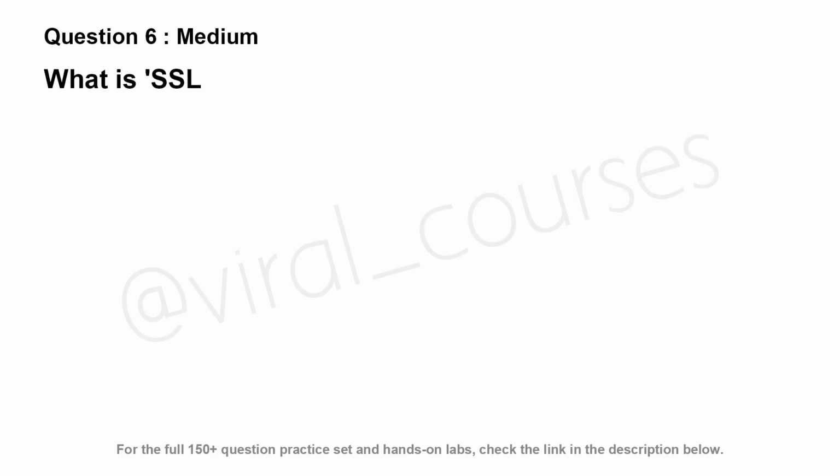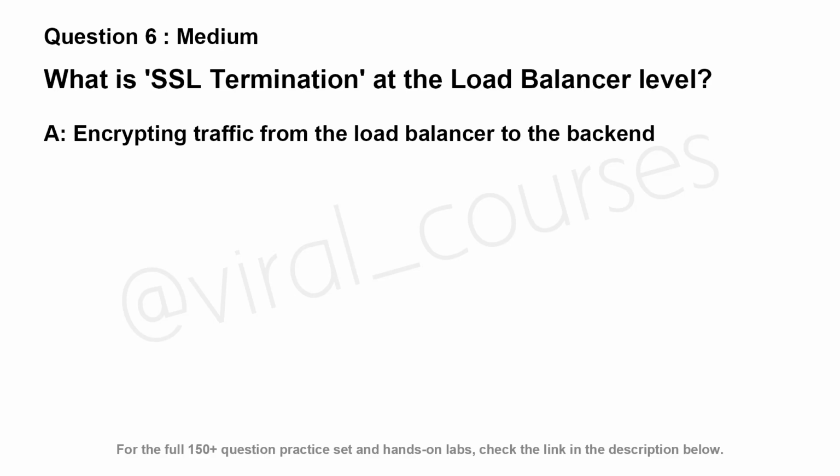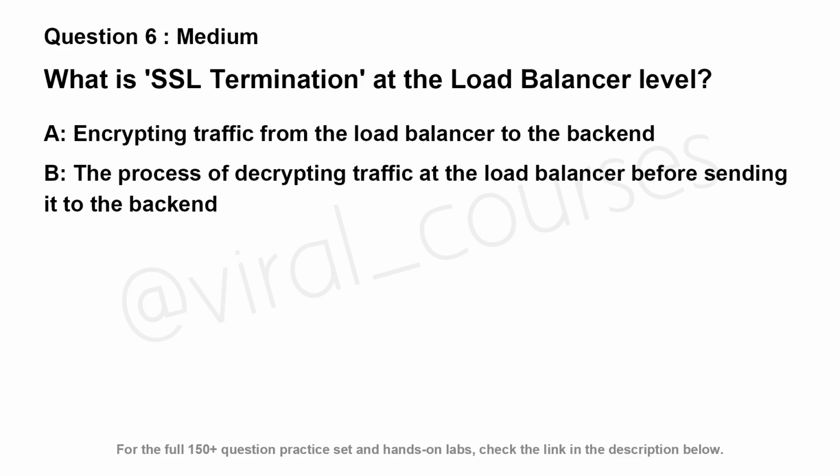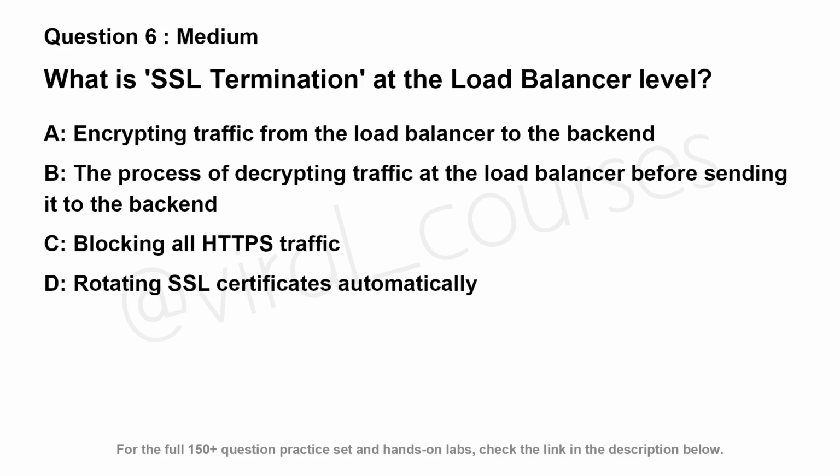What is SSL termination at the load balancer level? Option A, encrypting traffic from the load balancer to the backend. Option B, the process of decrypting traffic at the load balancer before sending it to the backend. Option C, blocking all HTTPS traffic. Option D, rotating SSL certificates automatically.